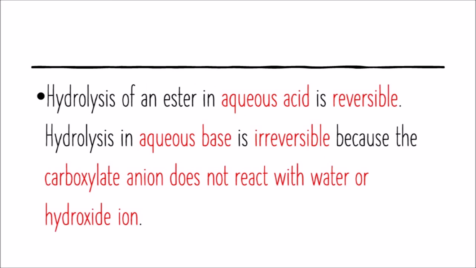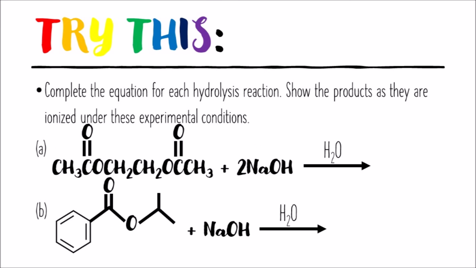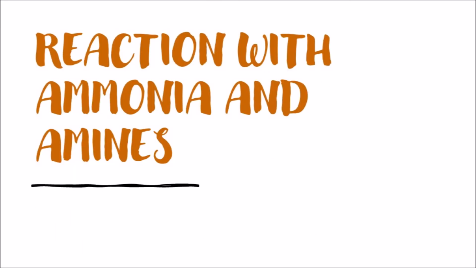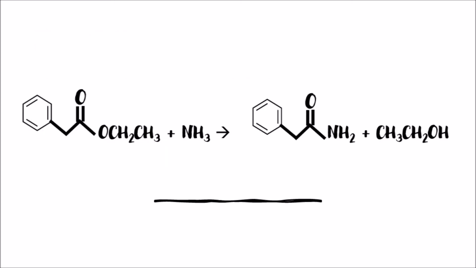Second, hydrolysis of an ester in aqueous acid is reversible. Hydrolysis in aqueous base is irreversible because the carboxylate anion does not react with water or hydroxide ion. Now pause the video and try solving these problems. Esters react with ammonia and with 1 degree and 2 degree amines to form amides. As seen in this example, amides can be prepared readily from esters.